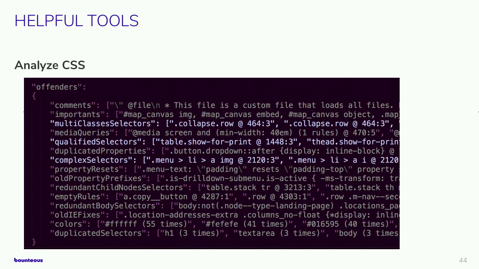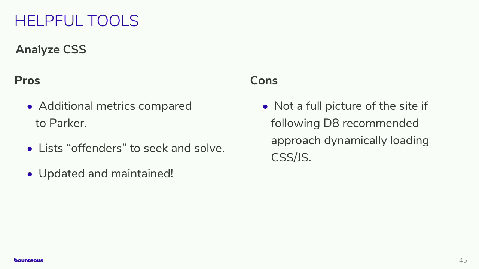The thing that I like about Analyze CSS is it gives you the offenders list, so it tells you the most specific value in your CSS, so then you can investigate and say, oh, this is the Instagram post that I'm getting from another third party, and I really want to make sure all the styling inside of there is kind of quarantined to that part of the page. So the pros of it, it has additional metrics compared to Parker. I love the offenders list, and it's updated and maintained.